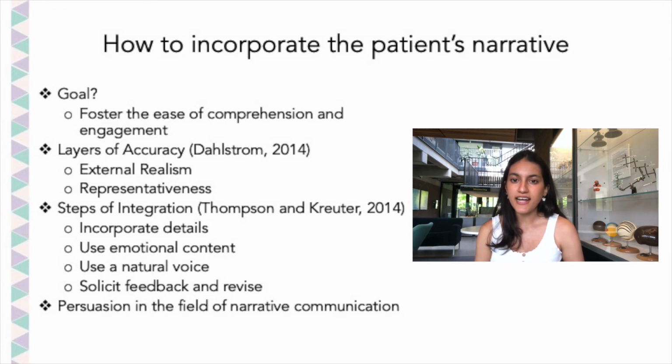When creating a narrative, multiple layers of accuracy need to be maintained. Dahlstrom refers to these layers of accuracy as external realism and representativeness. External realism represents narrative elements that are accurate relative to the real world.